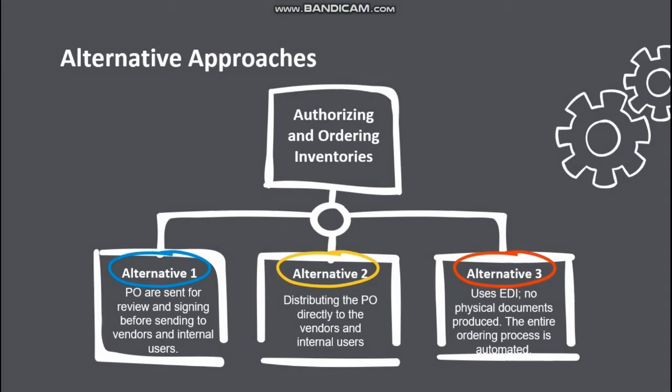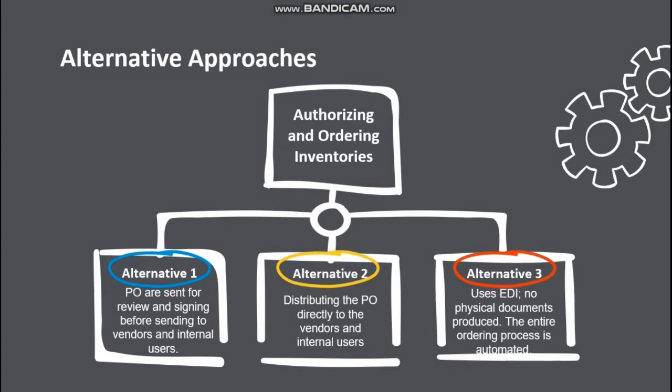In alternative 2, it makes the ordering process faster by distributing the purchase orders directly to the vendors and internal users, thus bypassing the purchasing department completely. Alternative 3 represents a re-engineering system that uses electronic data interchange, or EDI, and this method produces no physical documents. Instead, the computer systems of both the buying and selling companies are connected via a special telecommunications link. The buyer and seller are parties in which the entire ordering process is automated and unimpeded by human intervention.